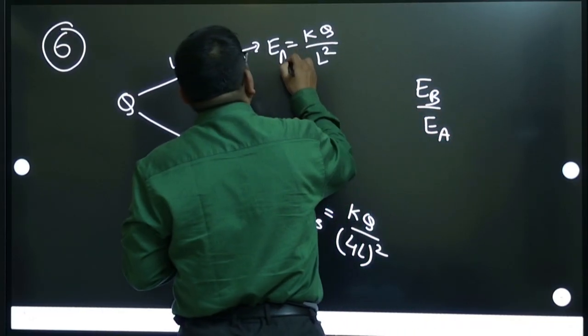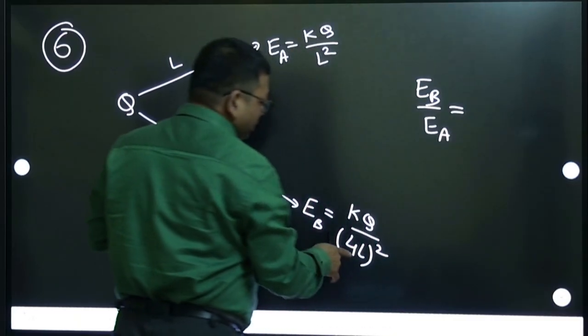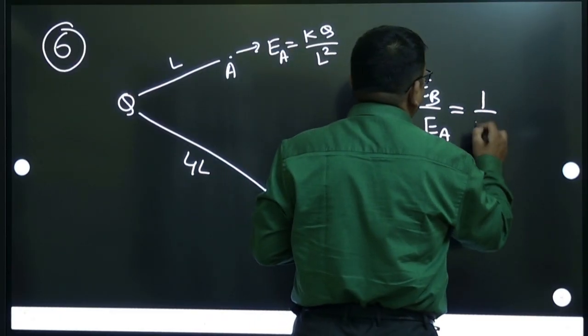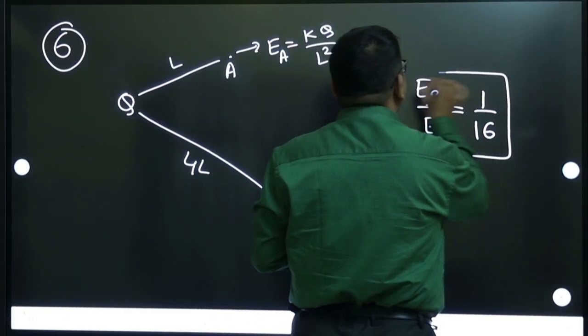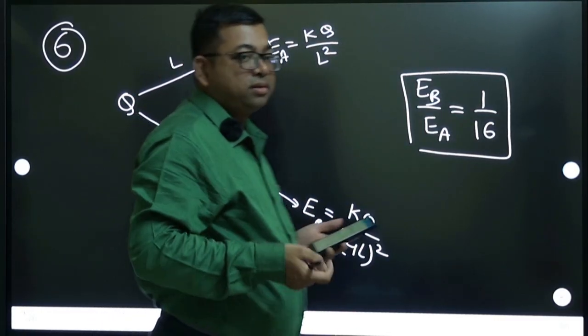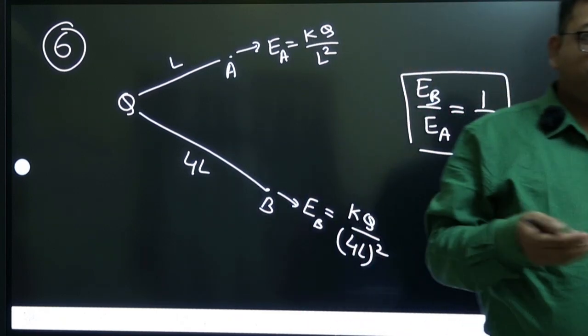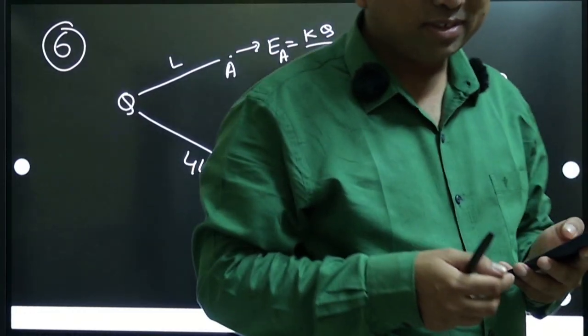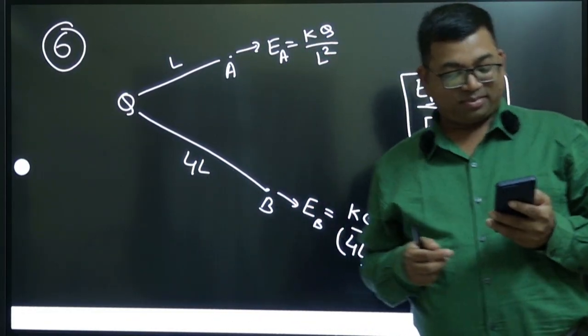This is the field at A. So what is the ratio? It is inversely proportional to the square of the distance, which means 1 by 16. The direct answer is 1 is to 16. No calculation in that. Why did you leave it? Tell me. This is a very easy question.